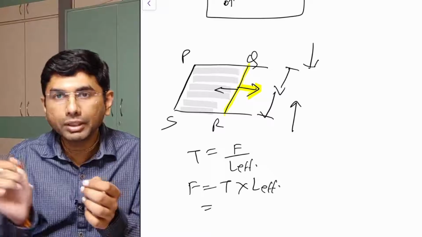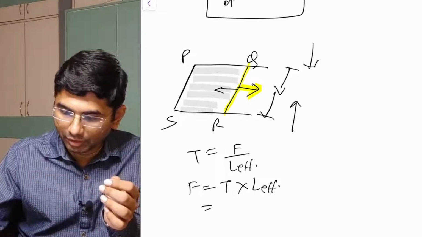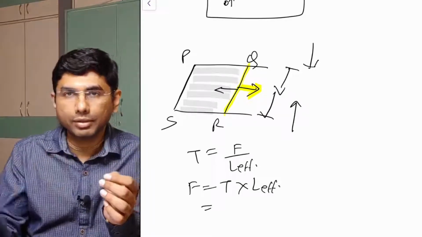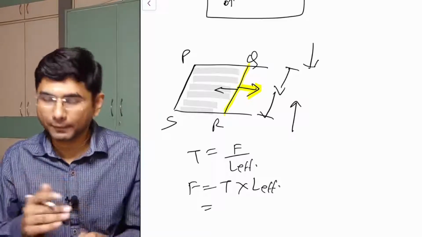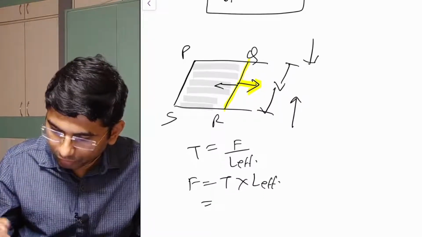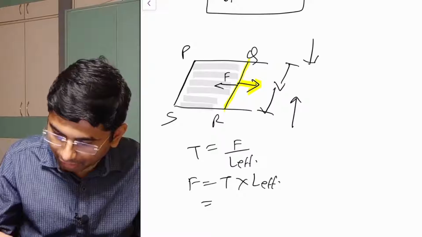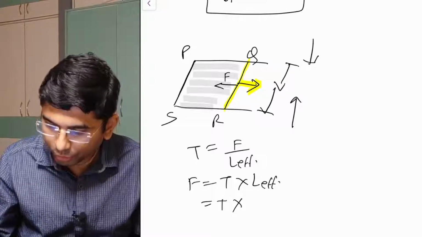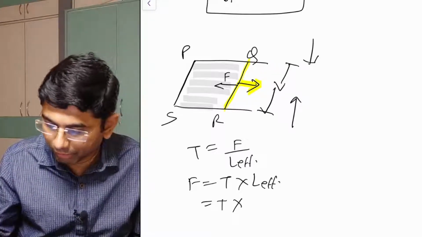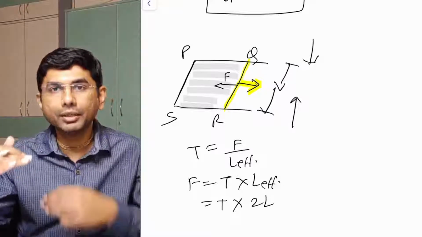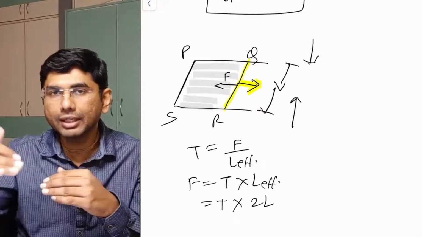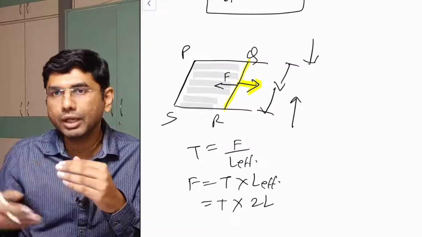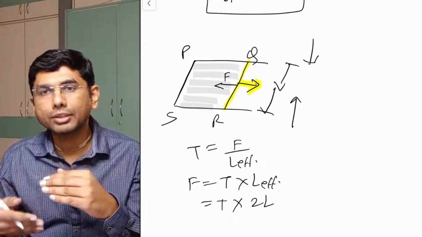Now the force will try to pull the RQ to the other side, towards PR, and the force by which it will be exerted will be tension into effective length. Here effective length will be twice L, as I am considering two surfaces which are acting. The first L length will be acted on by the surface which is above, and another L length is acted on by the surface which is from below.